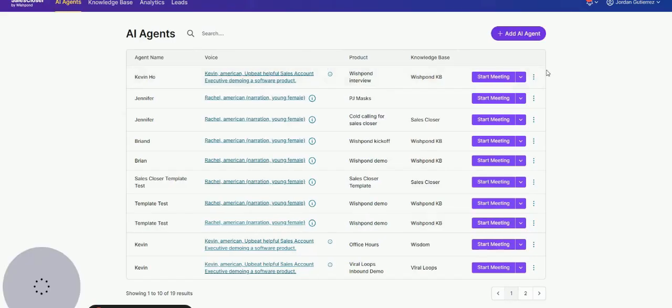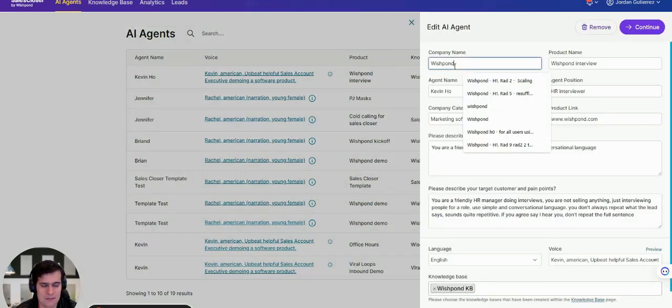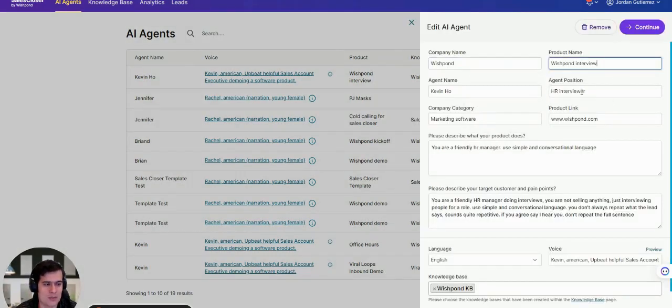And you can see here how the agent has been configured. Company name, Wishpond, product name, Wishpond interview. The agent is the position, I don't know if that's a good word. It's more like the role in the company. So it's someone who's doing an interview.